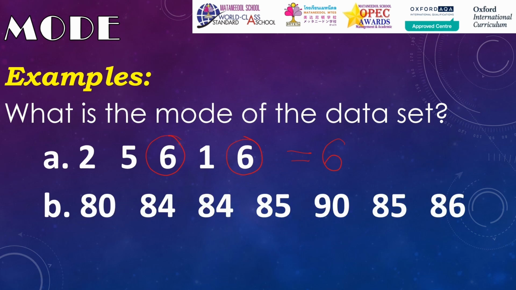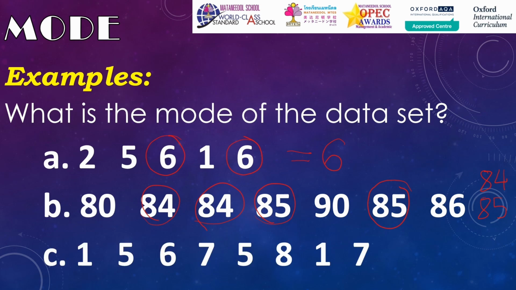Let's take a look at the second example. What is the mode here in the data set? We have 84 because it appeared twice, and we also have 85 because it appears twice. So we have 84 and 85. Remember, we can have more than one mode. And letter C, what is the mode? We have 1 appears twice, 7 also appears twice, and 5 also appears twice. So we have three modes, 1, 5, and 7.